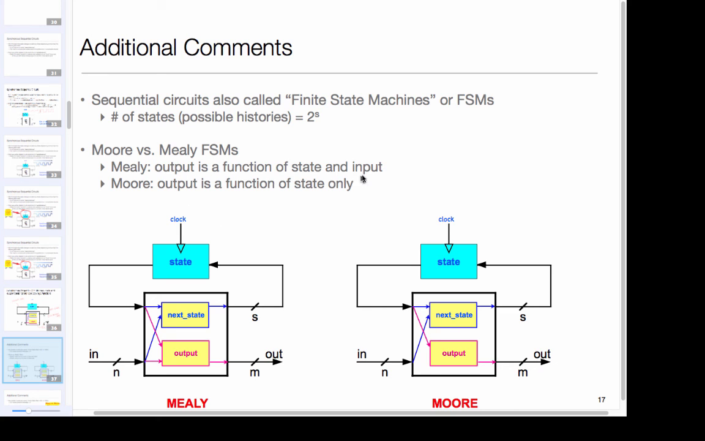Output is a function of state and input in Mealy, but in case of Moore, output is a function of the state only. Why do you think we might do that? What's the advantage of the right structure? Easy to design. Okay, why? Because on each state we only need to consider the state instead of the input. Okay, so my combinational logic is simpler.